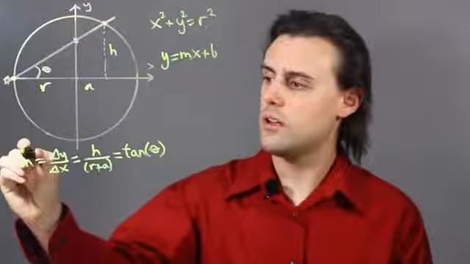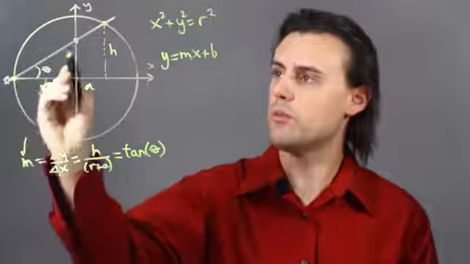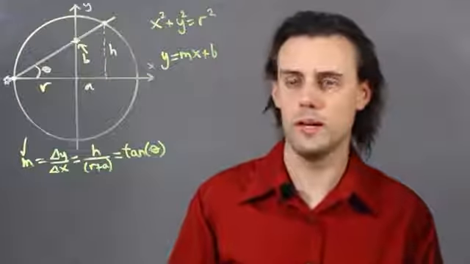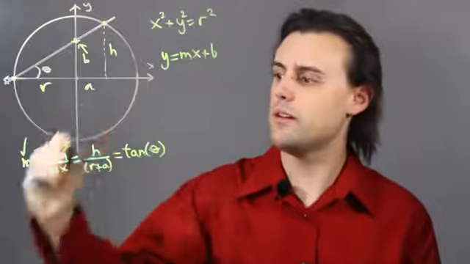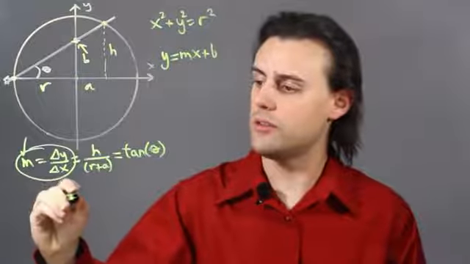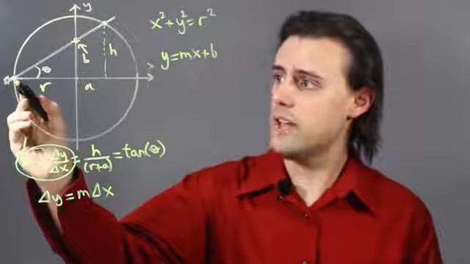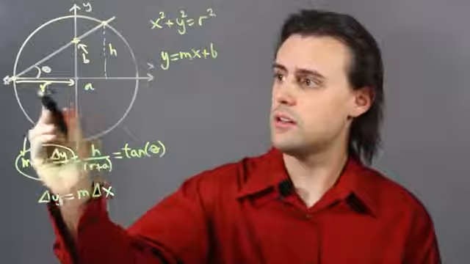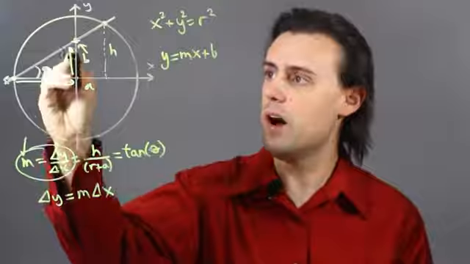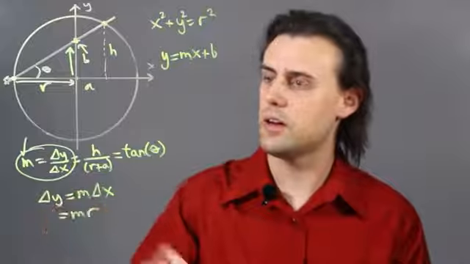So, if we know the slope then, and we know one of the data points, we can actually calculate what this y-intercept denoted b would be. So what we have then is, if this is true, then we have delta y is equal to m times delta x. The change in x would actually be r, the radius. So this delta y, the change in height, would simply be m times r.